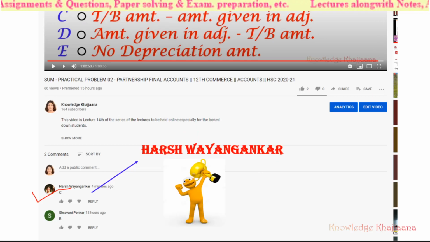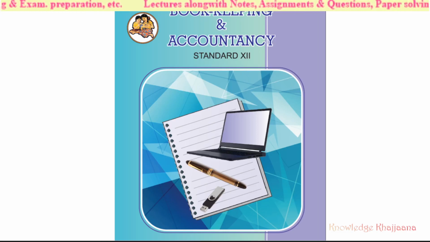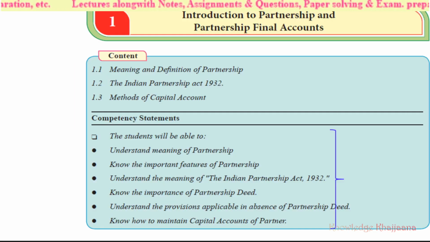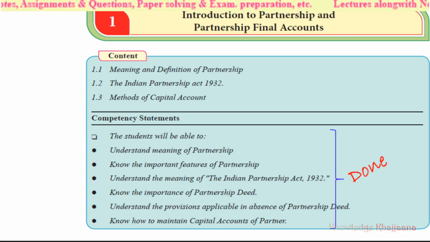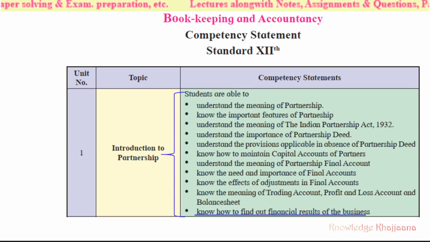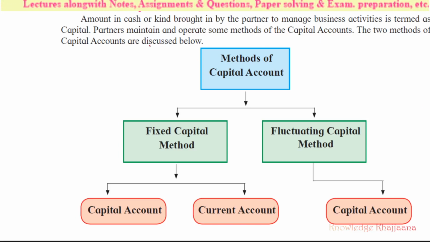Now let's move to today's lecture. See, we are learning bookkeeping and accountancy standard 12. We are learning lesson number 1, that is Introduction to Partnership and Partnership Final Accounts. We have covered these many competency statements, and we have also covered this competency statement as stated by the board, and now we are currently on finding the financial results of the business, that is of the partnership business. See, there are two methods of maintaining the capital, that is either fixed capital method or fluctuating capital method for the partners.